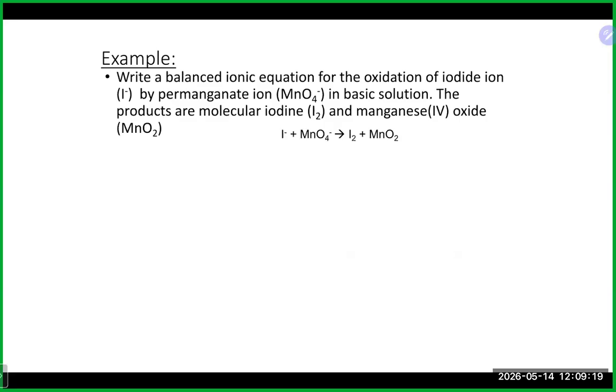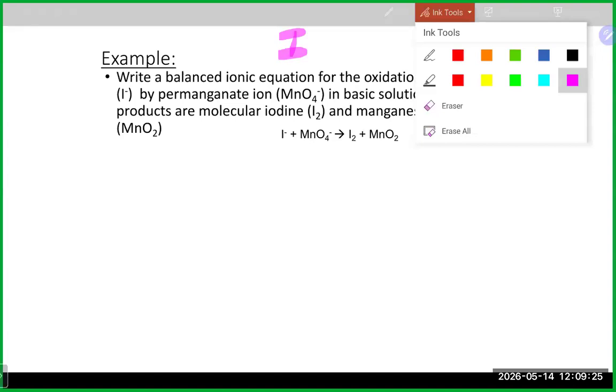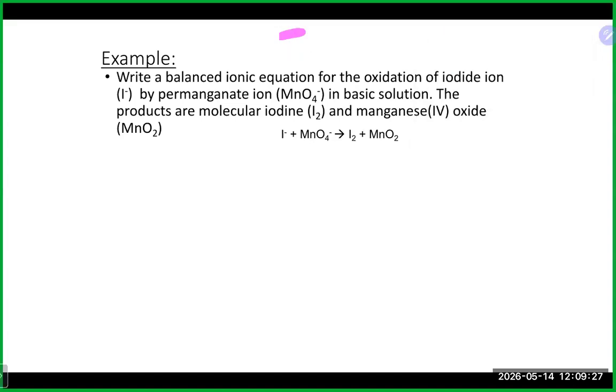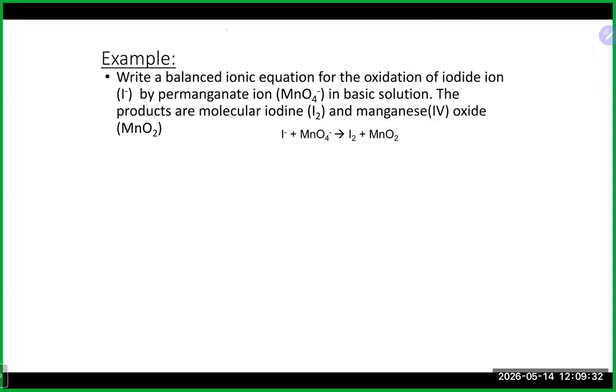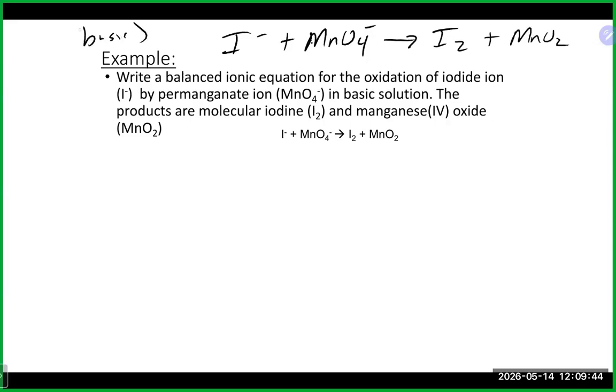Now, why don't we do this one? Let's do this one in basic conditions. So balance this one out in basic conditions. Also identify what is being oxidized, what is being reduced, what's your oxidizing agent, reducing agent on this one here. I minus plus MnO4 minus. This might be one for next week's lab too. MnO2. We'll do it in basic conditions here. All right, so see what you come up with here.